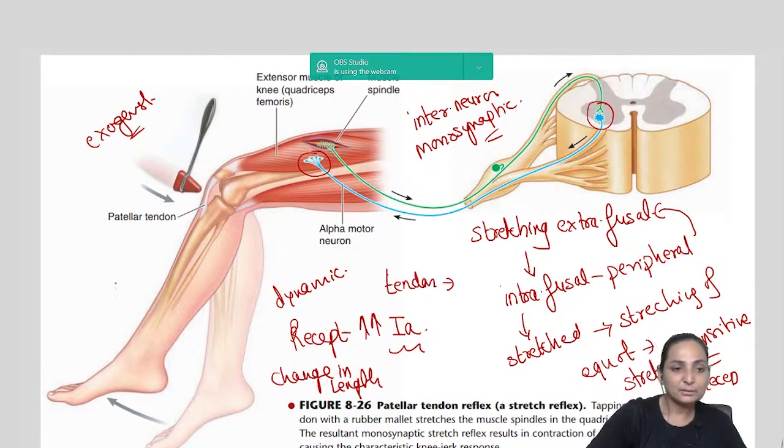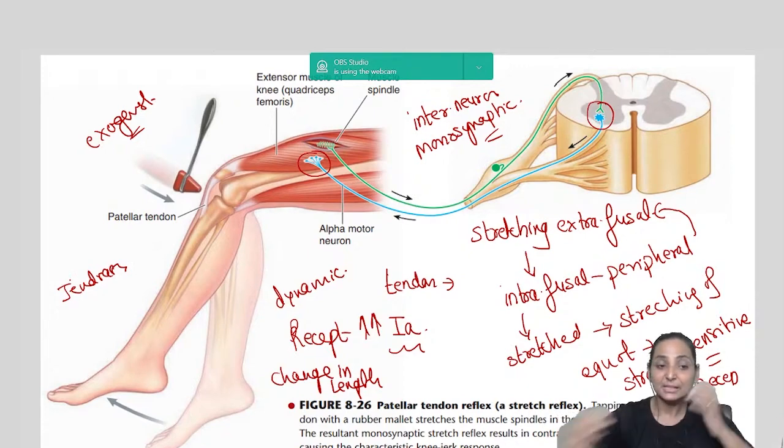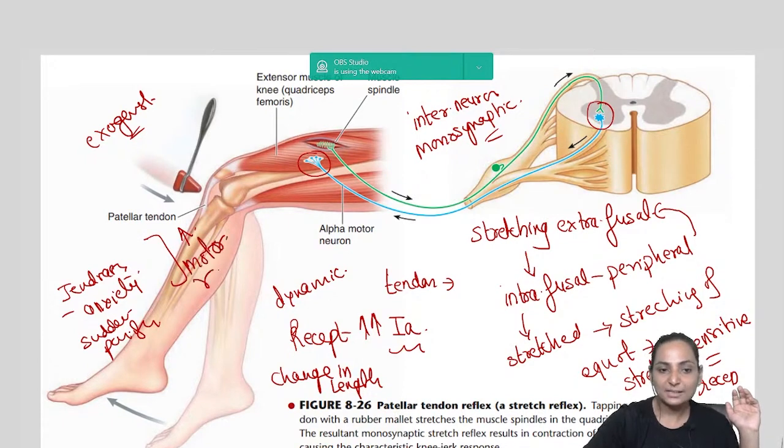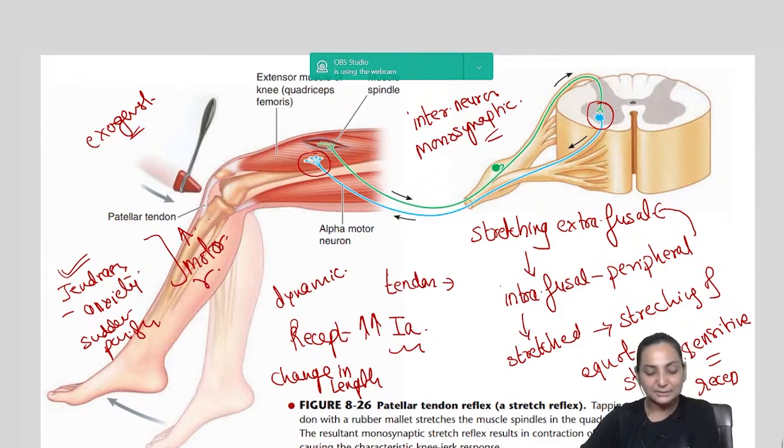Now you've commonly heard that sometimes when we are not able to elicit the jerk, what do we do? We ask the person to perform a Jendrassik maneuver, clenching the teeth and tightening the fist like this. Or also when there is anxiety, or when there is a sudden painful stimulus, all these conditions increase the rate of gamma motor neuron discharge, and you can get an exaggerated reflex. So when you are not able to elicit the reflex, ask the patient to do the Jendrassik maneuver and then give a stimulus. You will see that the reflex can be easily elicited.